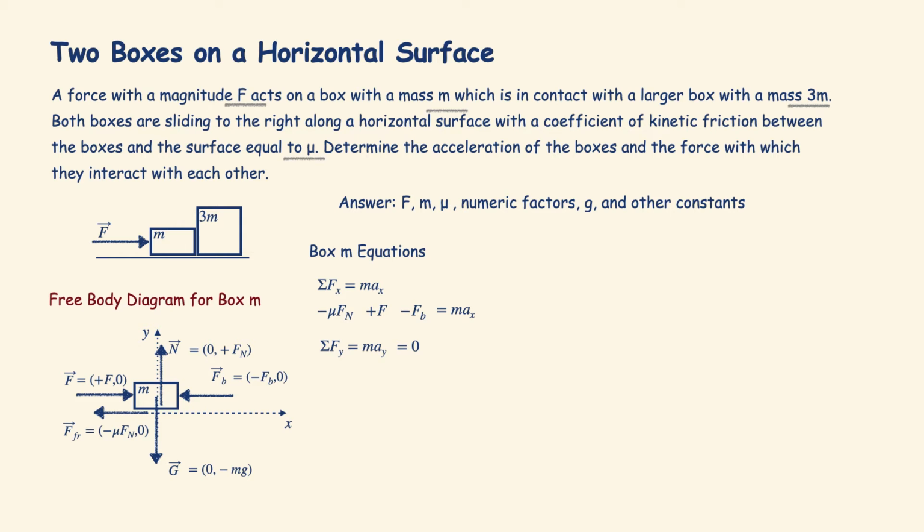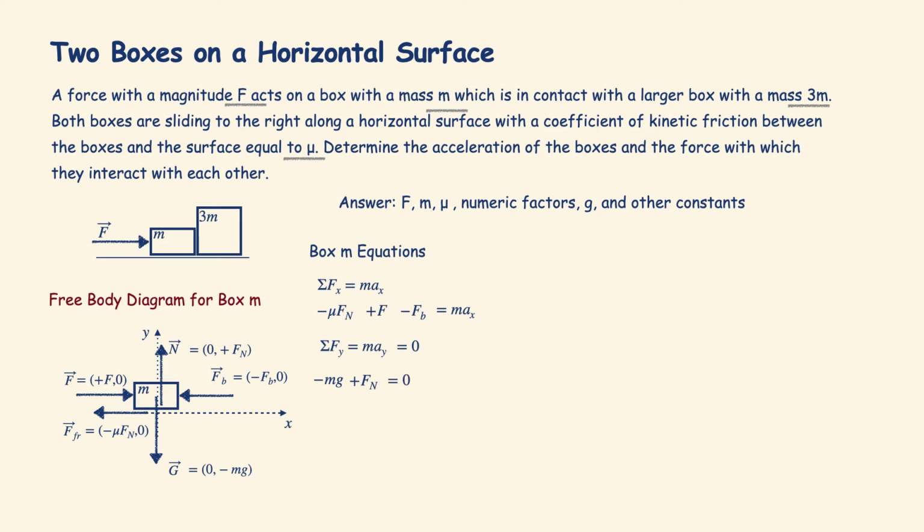Remember, there are no changes in the motion along the vertical direction of the boxes. They're just sliding along the horizontal direction, but nothing is changing along the vertical direction. Because of that, my equation will be minus mg for the y component of the gravitational force, plus Fn for the y component of the normal force. The remaining three vectors have 0 for y component, so that has to be equal to 0.